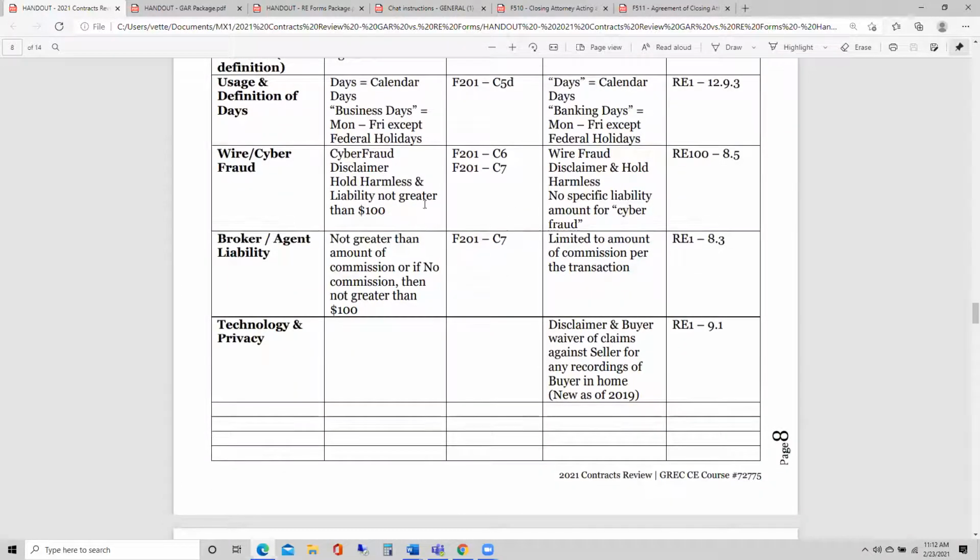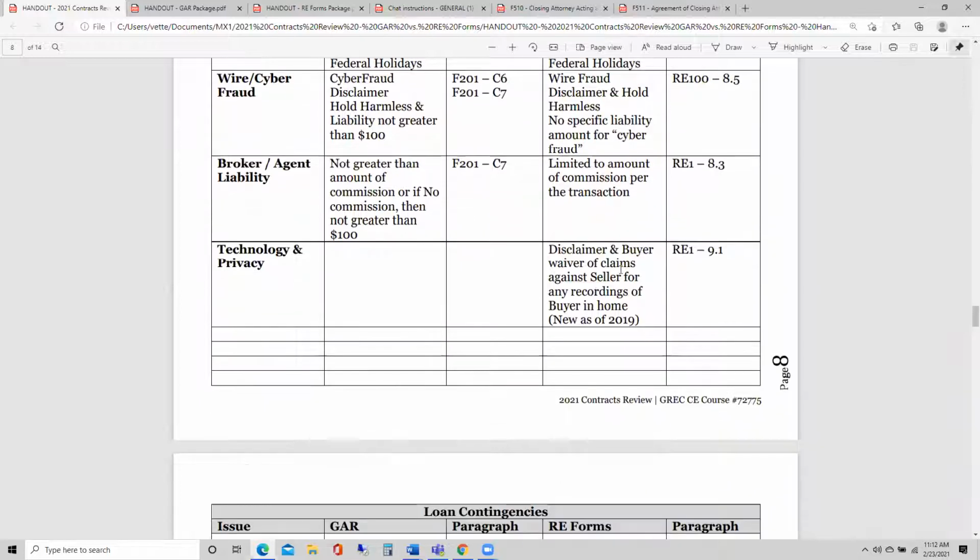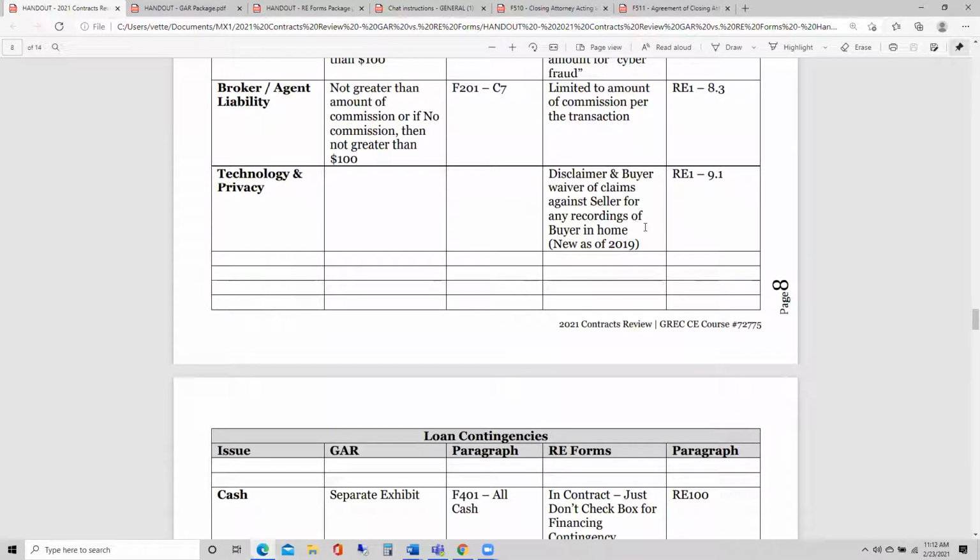There is a cyber fraud disclaimer in both. Under GAR, there is a limitation of liability should one of the parties be a victim of cyber fraud, and the broker's liability is limited to $100. Under the RE forms, that's not addressed with any dollar amount. Under the broker agent liability, I already talked about this: not greater than the amount of commission, or not greater than $100 if there's no commission. And in the RE forms, limited to the amount of commission.